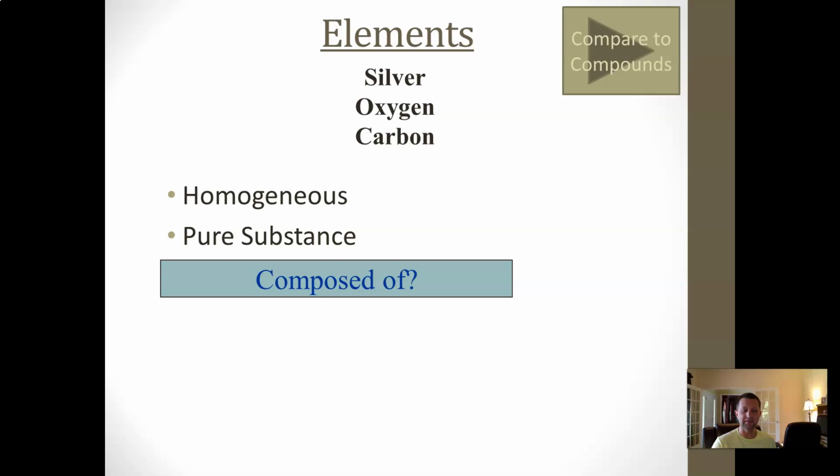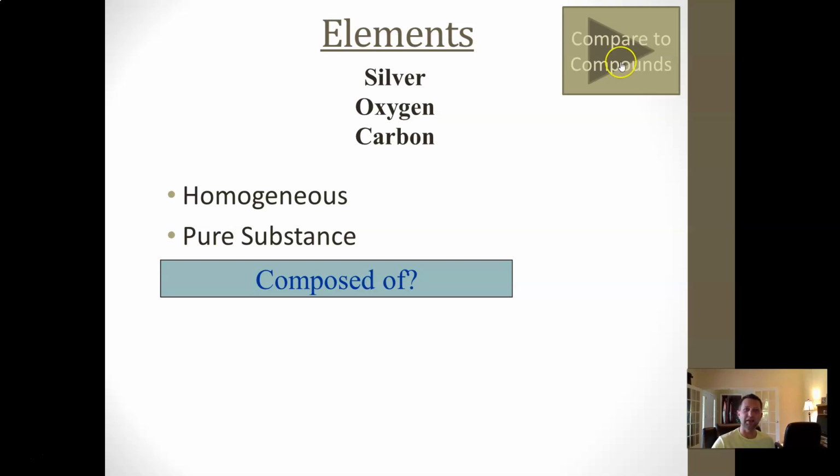A pure substance is a substance that has a definite set of physical and chemical properties. So you can look a lot of these up. Like oxygen has a density, right? Silver has a density, carbon has a density, and it's the same no matter how big or small your sample of these elements is going to be, right? Carbon has a melting point. Carbon has a boiling point. You could look those up. It's the same at standard conditions.